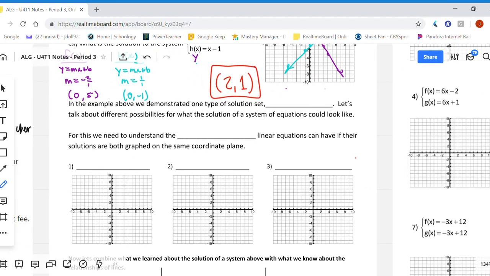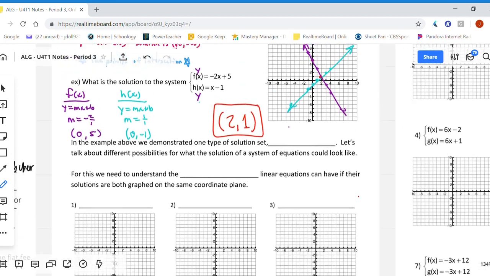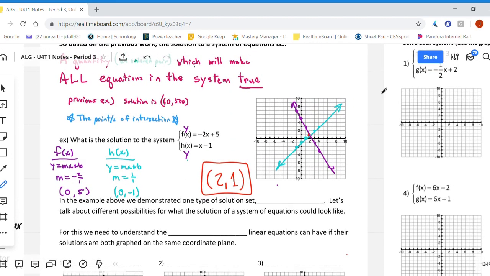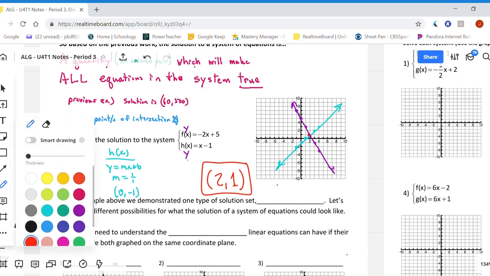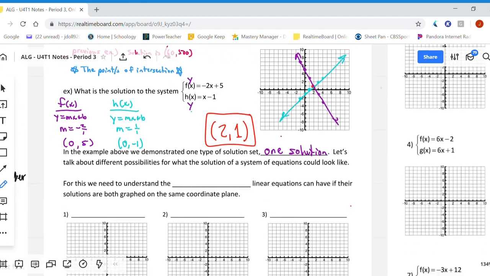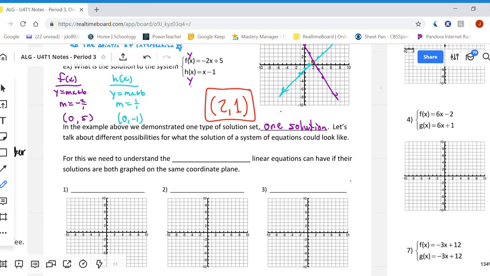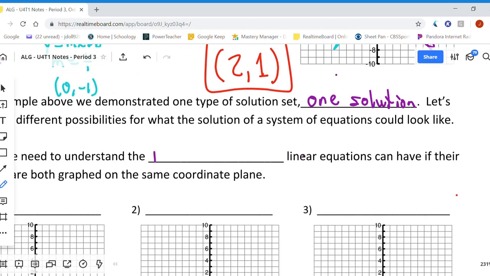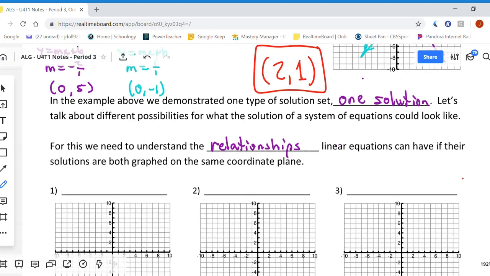We only have one type of solution that we've looked at here, and that is where our lines actually intersect each other one time. All right, so in the example above, we demonstrated one type of solution set. If they intersect one time, that means there is going to be one solution. But there are a couple other possible options when it comes to what 2 lines graphed in the same coordinate plane can do. And for this, we need to understand the relationships linear equations can have.